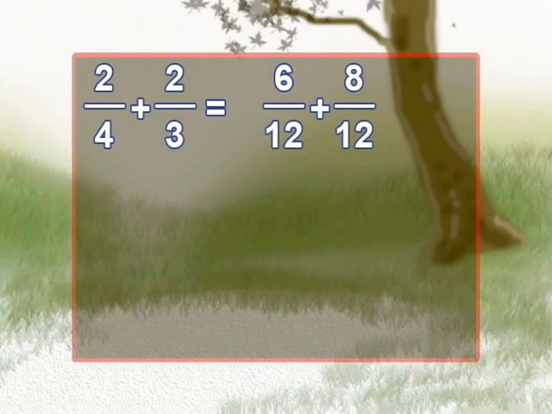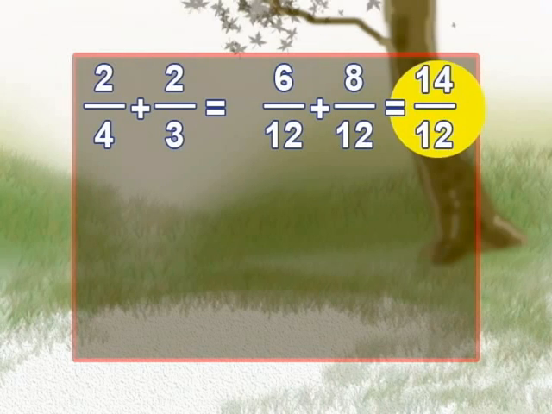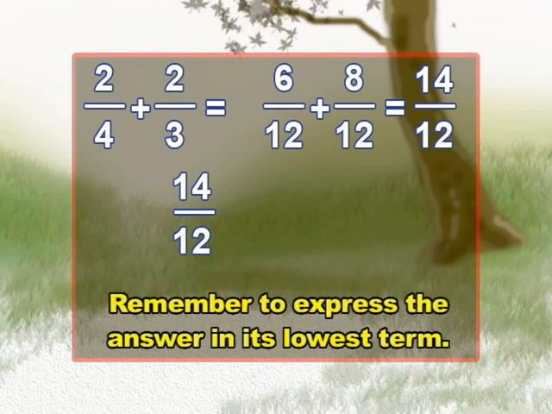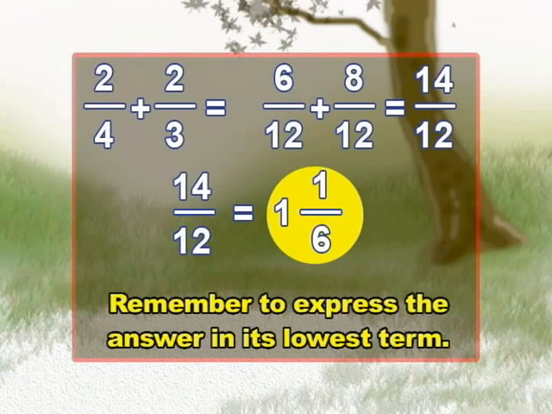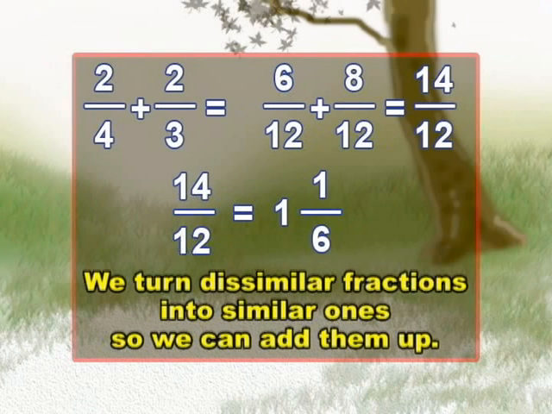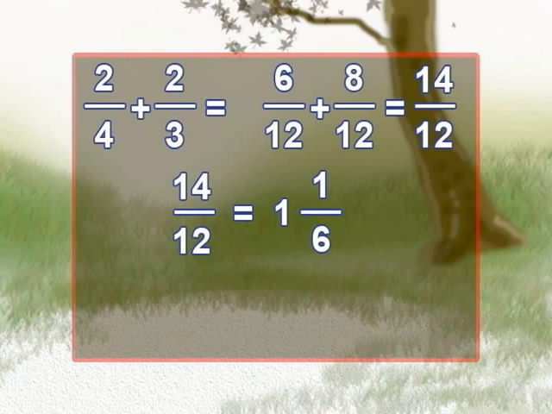We can now add the fractions 6/12 plus 8/12. This will give us 14/12. Always remember to express your answer in its lowest term. So 14/12 becomes 1 and 1/6. Did you get it? What we did was to simply turn dissimilar fractions into similar ones so we can add them up. Okay then, here's a math problem for you to practice on. See if you can solve this.